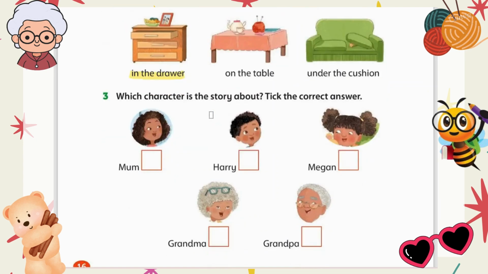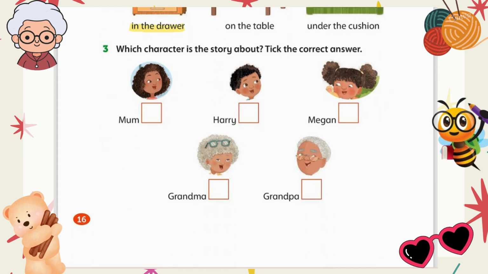Good. Question 3: which character is the story about? Tick the correct answer. The mom, Harry, Megan, the grandma, or the grandpa? Yes, the story is about the grandma, because the story name is Grandma's Glasses and the grandma is the main character from where the story starts.